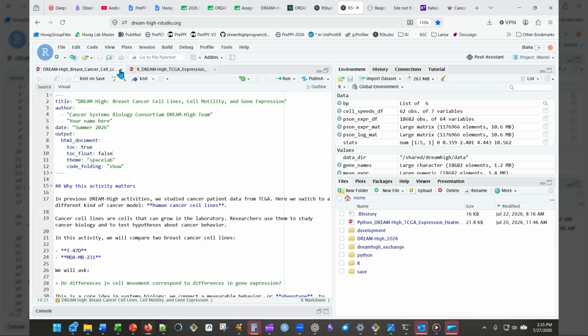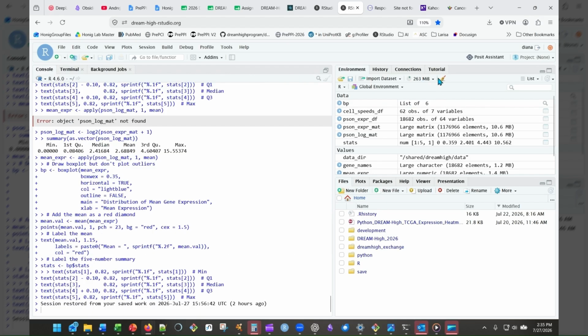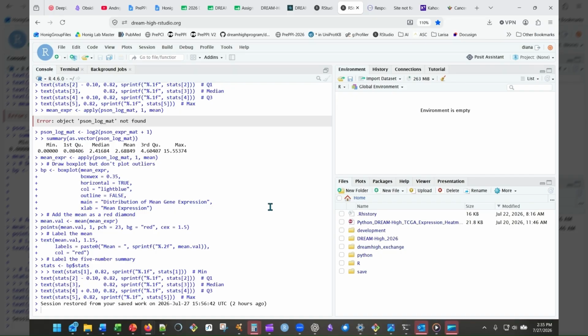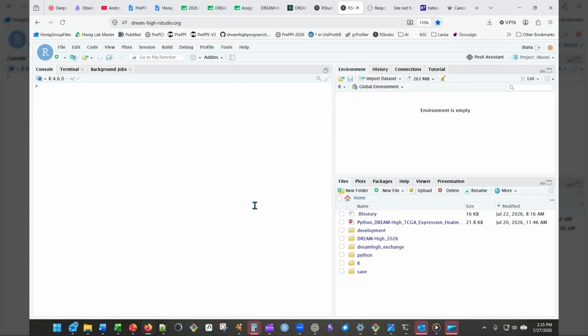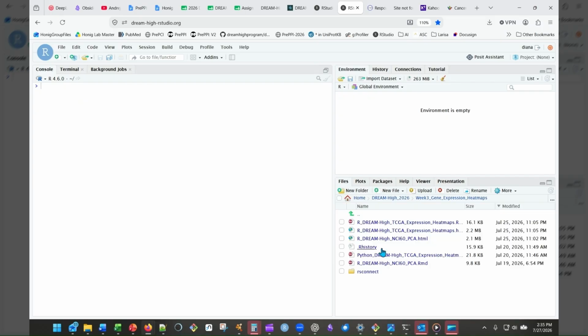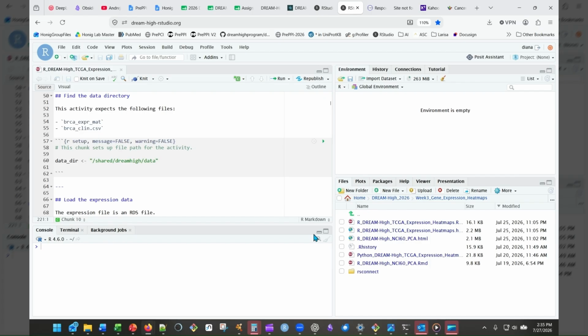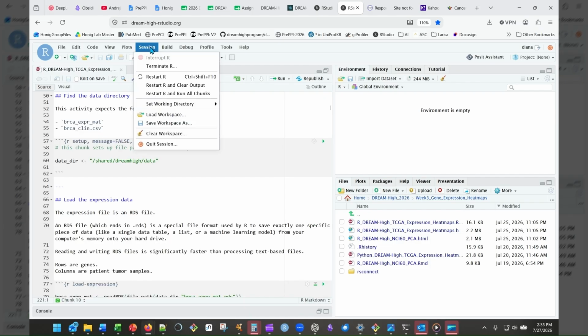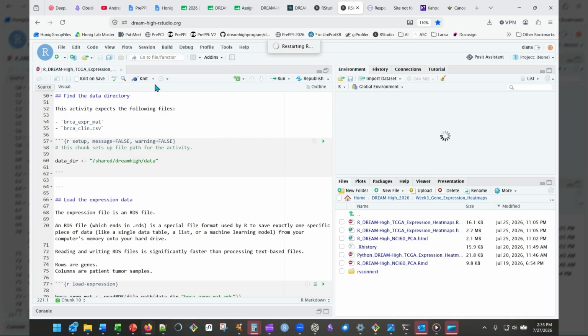So let me get out of what I'm doing here, clean everything up, go into our folder, which is Dream High 2026, and the week 3 activity, which is the R Dream High TCGA expression heat maps. Now we don't need our console, so that can always be minimized. For me, I'm going to restart and clear the output so we don't see it ahead of time before we run it.